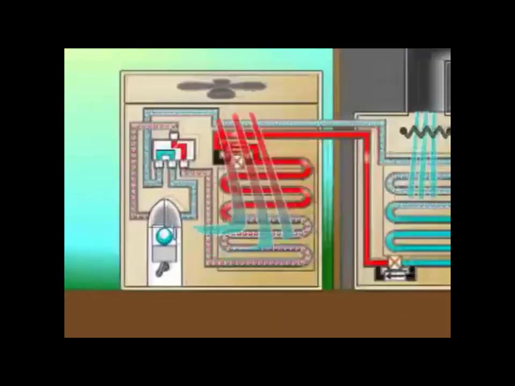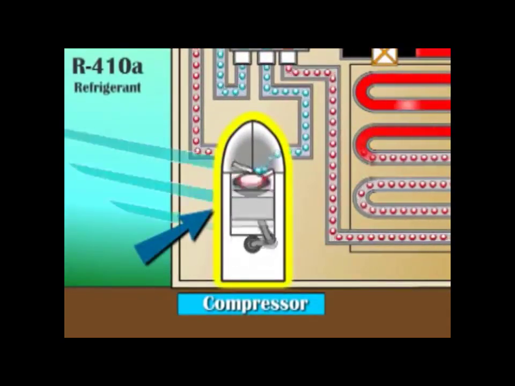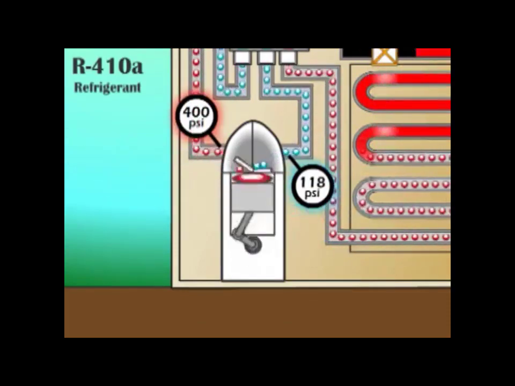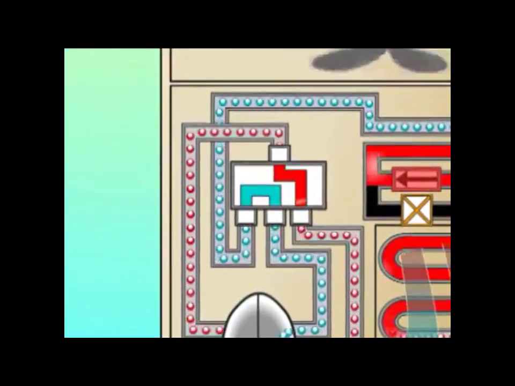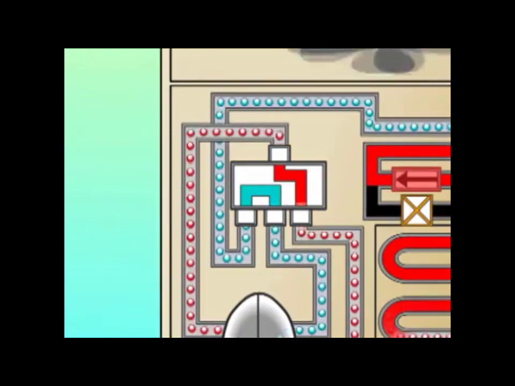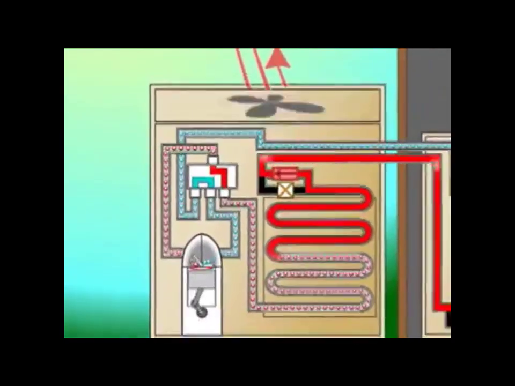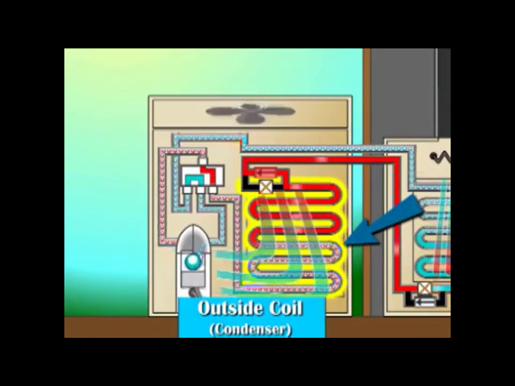In the summer, the compressor, the heart of the heat pump, receives cool, low-pressure refrigerant vapor. It then pumps this vapor into the high-pressure side of the system. This hot, high-pressure gas now travels through a routing valve known as the reversing valve to the outside coil, which functions as the condenser. In the condenser, the heat is removed from the refrigerant by the outdoor fan, causing the refrigerant to condense into a liquid.